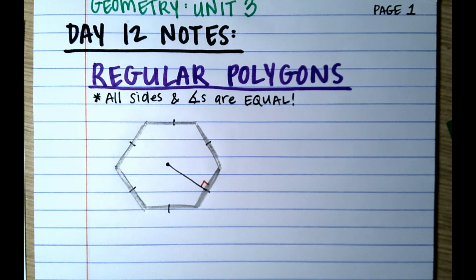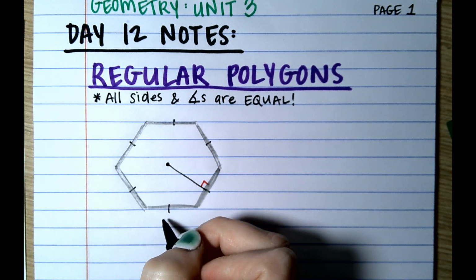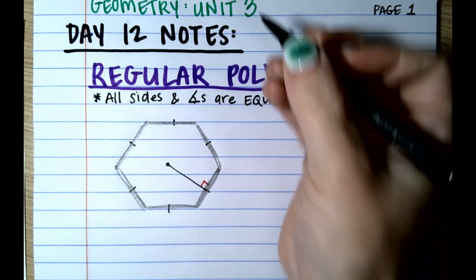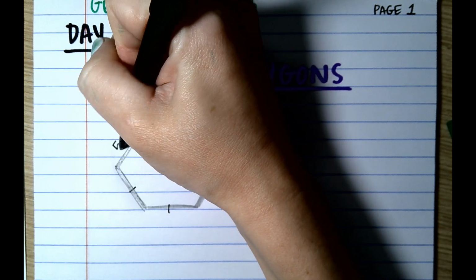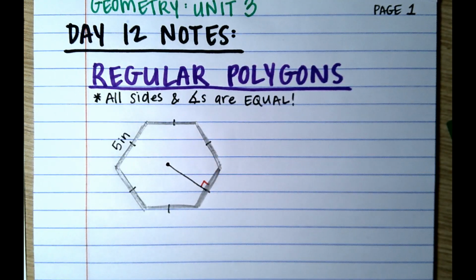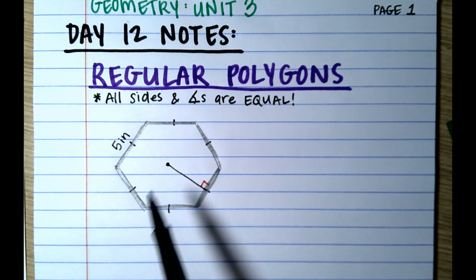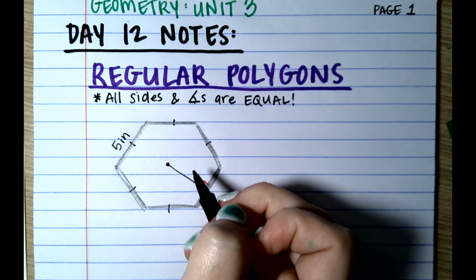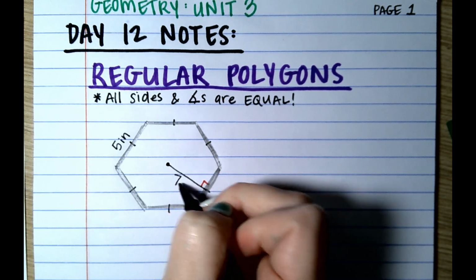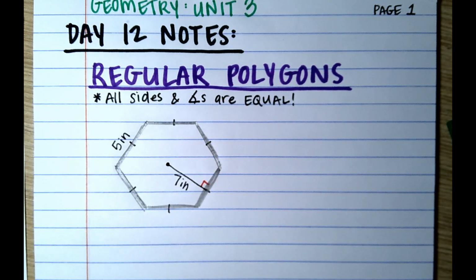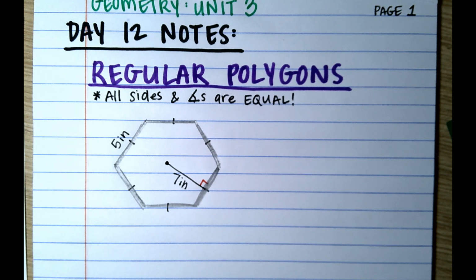We'll get a side length. Like maybe I'll say this side is 5 inches. And then I'll say that my apothem is 7 inches. And I'll give everybody a minute to copy that down. I know this is a little tricky to draw, but just do your best.